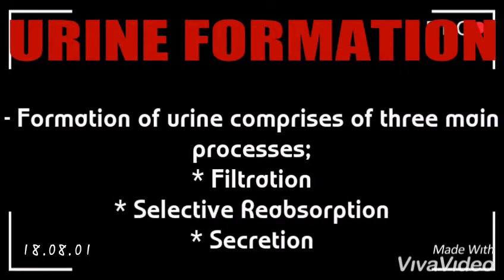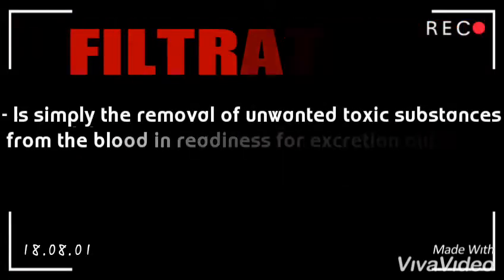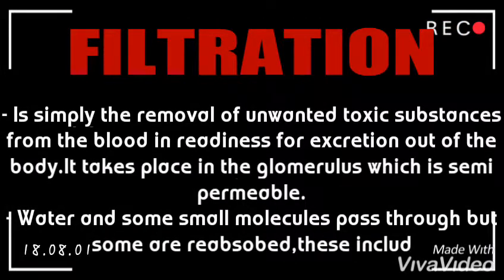Okay, so today we'll look at formation of urine, and we know formation of urine comprises three main processes, which include filtration, selective reabsorption, and secretion. So we'll look at filtration. Filtration is simply the removal of unwanted toxic substances from the blood in readiness for excretion out of the body.